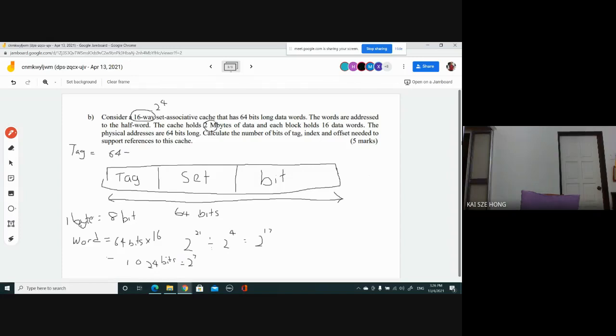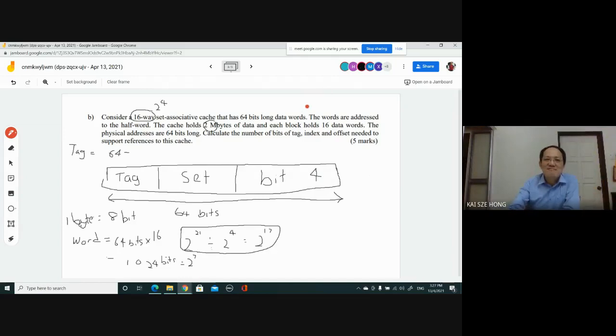The bit is actually 4. The number of bits is 4 because it has 16 data words. So you just put 4 there. After that, the size of the cache is actually 2 mega divided by what? Divided by 8 bytes, and then divided by 16. So your 2 mega has to be divided by 8 bytes in this case.